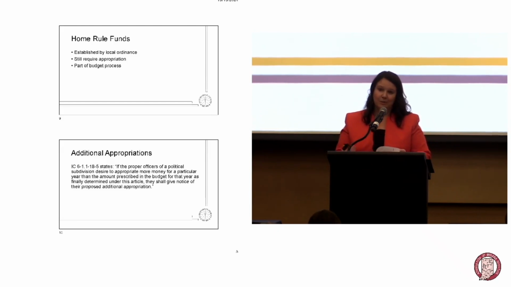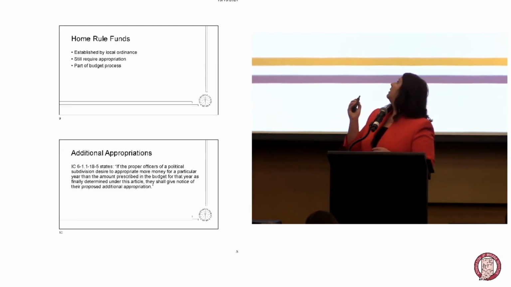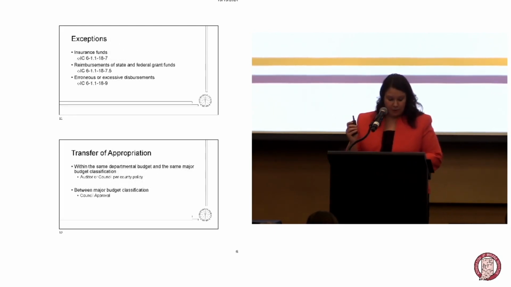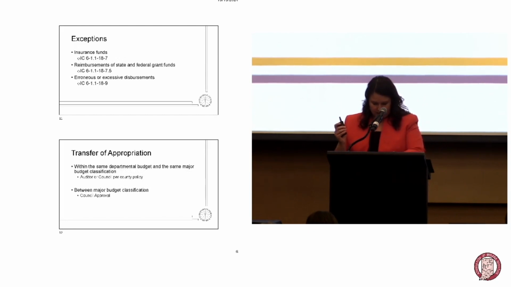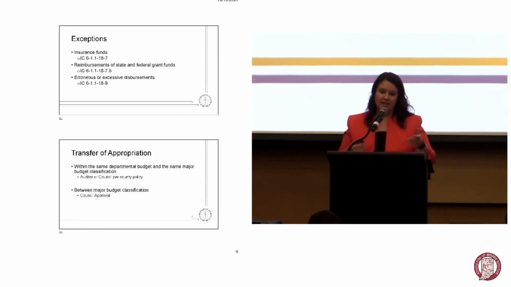You guys know what additional appropriations are. But there are some exceptions. There are actually 3 sections of statute that go over these, and I didn't want to put the statute on the slide because I've gone over this before, but I wanted to tell you the exceptions again. Insurance refunds, reimbursement of state and federal grants, erroneous or excessive disbursements. These are some of the exceptions in the statutes in which they're noted.